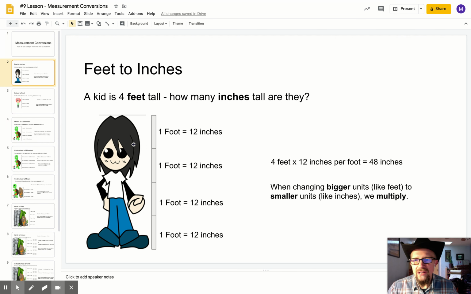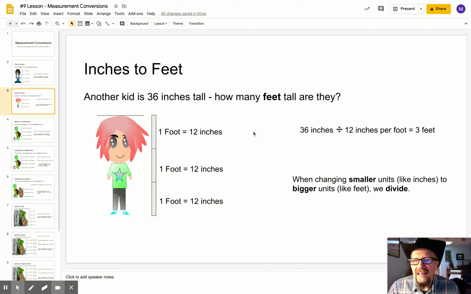So let's say you got some kid that's 4 feet tall. How many inches is that? Well, we got 12 inches for every foot. So 4 times 12 is 48 inches. I'd advise you to pause the video for a moment and look this over. Give it a real good gander. Make sure it makes sense to you.